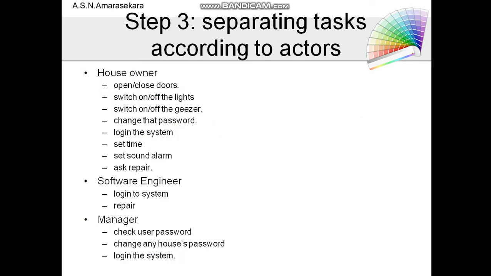First, the house owner. He can open and close the door, switch on and off the light, switch on off the greaser, change the password, log in the system, set time, set sound alarm, and ask for repair. Then the software engineer, he can log in the system and do the repair. Last, the manager, he can check users' passwords, change any house password, and log in the system.